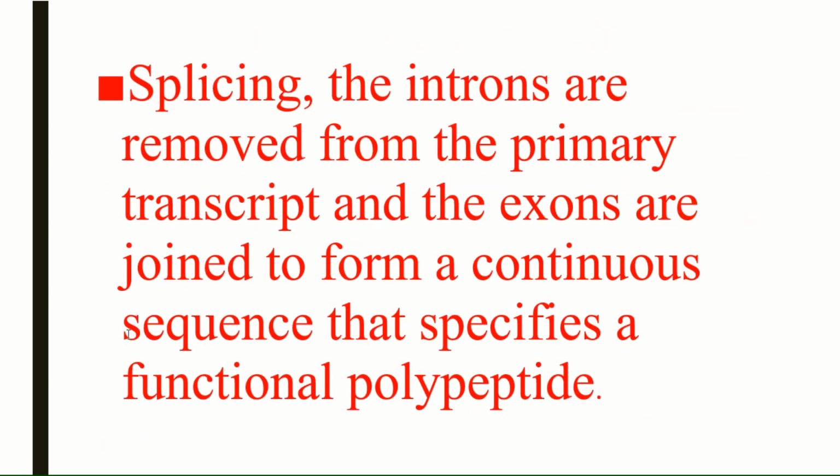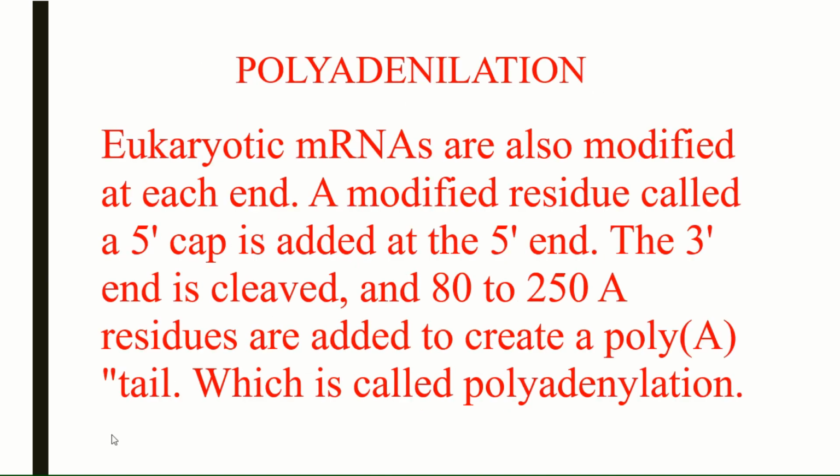What is splicing? In splicing, the introns are removed from the primary transcript and the exons are joined to form a continuous sequence that specifies a functional polypeptide. What is polyadenylation? Eukaryotic messenger RNAs are also modified at each end. A modified residue called a 5' cap is added at the 5' end. The 3' end is clipped and 80 to 250 A residues are added to create a poly A tail, which is called the process of polyadenylation.